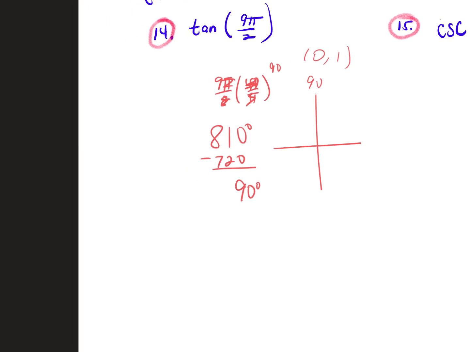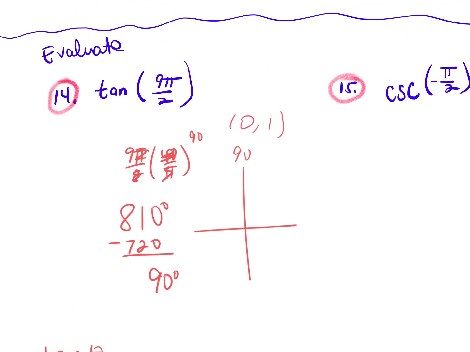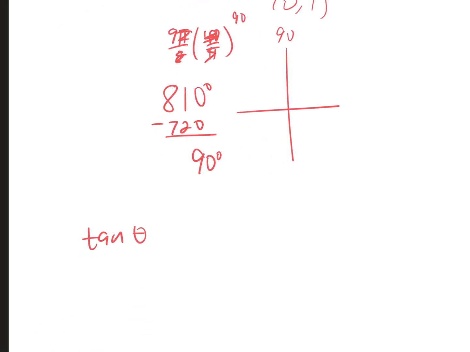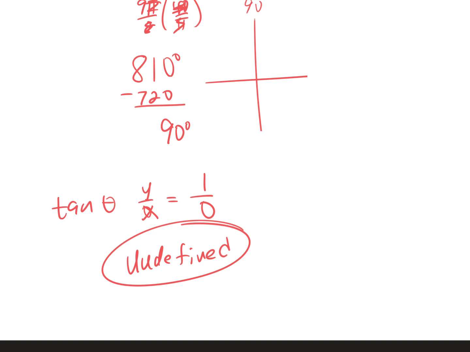So if I want the tangent, all right, so 90 degrees. What is the ordered pair at 90? It's 0, 1. This is my x, and this is my y. How do you find the tangent? What over what? Y over x. So I have 1 over 0. What is that? Undefined, right? You will have one that is one of your quadrant angles. Remember, when 0 is in the denominator, it's undefined. If it's in the numerator, then it's 0.